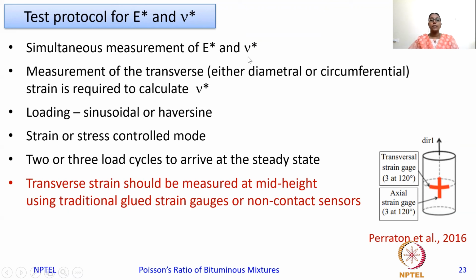So it is necessary that you take the strain measurements in the longitudinal direction, as well as in the transverse directions, which can be the diametral or the circumferential direction, in order to calculate nu star. Okay. Now, as you can see here, in this case, there is a transverse strain gauge as well as an axial strain gauge. Normally these measurements are made in an experimental setup at the mid height of the specimen.